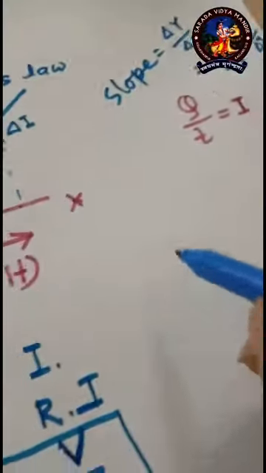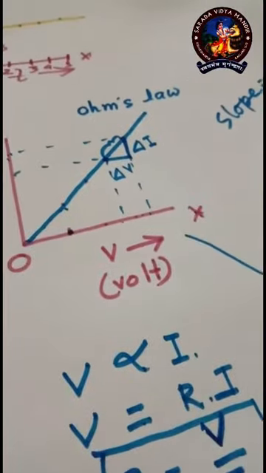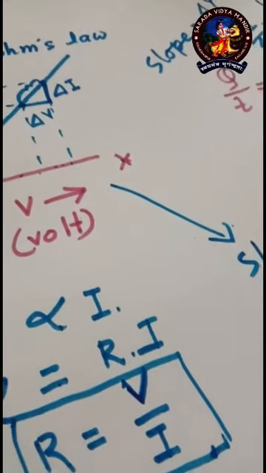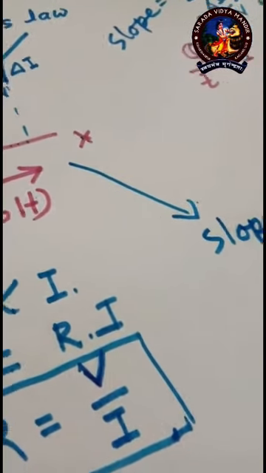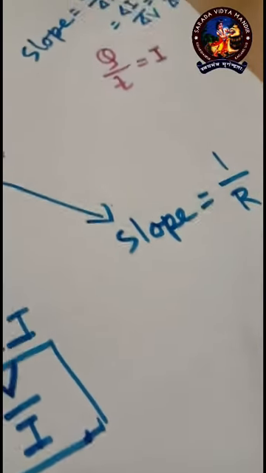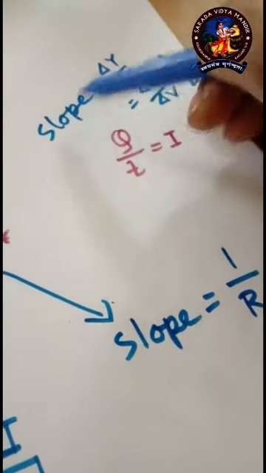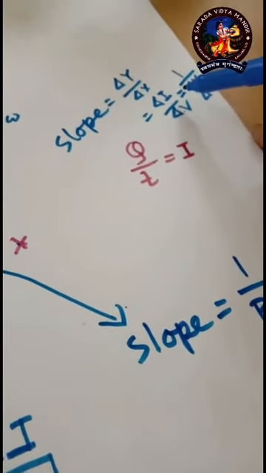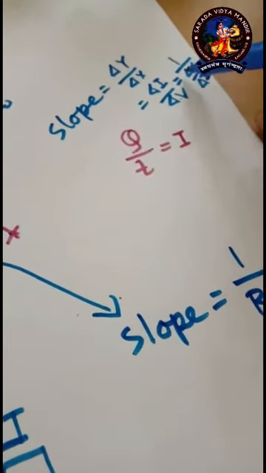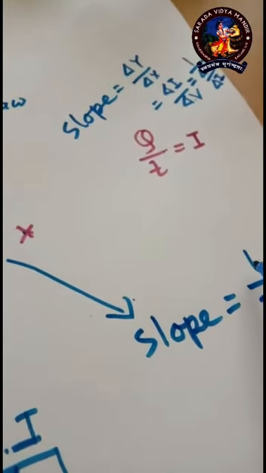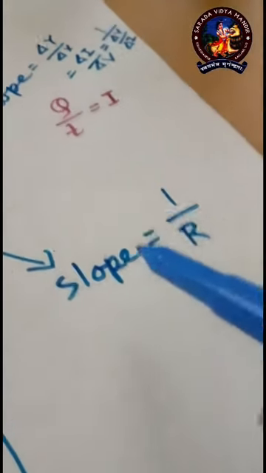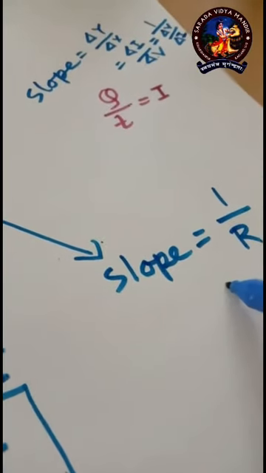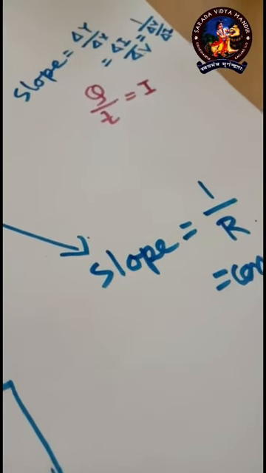So can I write the slope of this graph as 1 by resistance? Because I have already got slope is del y by del x, that is del I by del V, or it is just 1 by del V by del I. So it is the reciprocal of R. The slope of this graph is representing the reciprocal of resistance, and it is known as conductance.